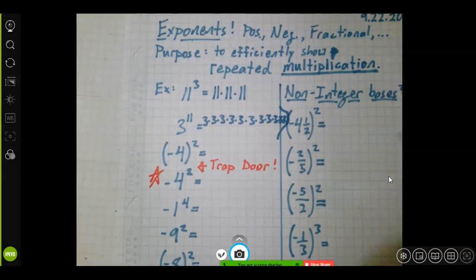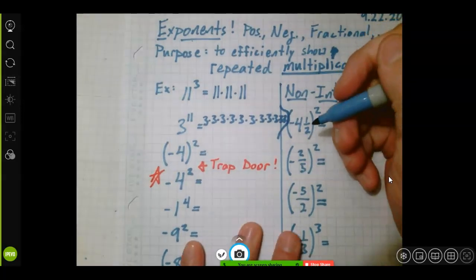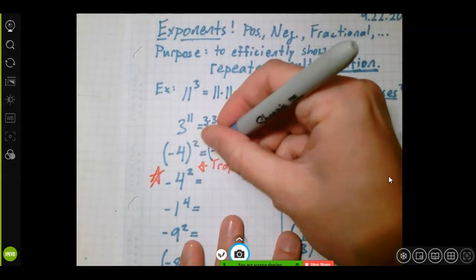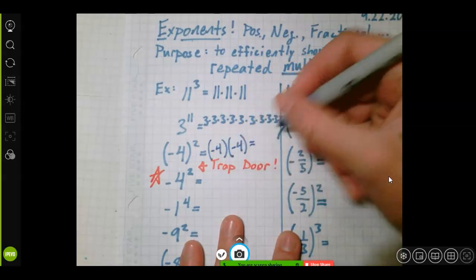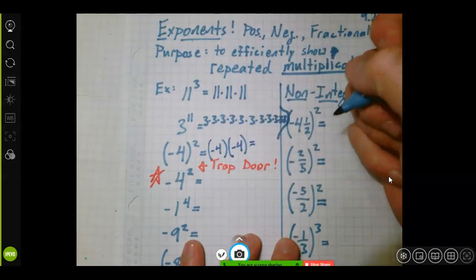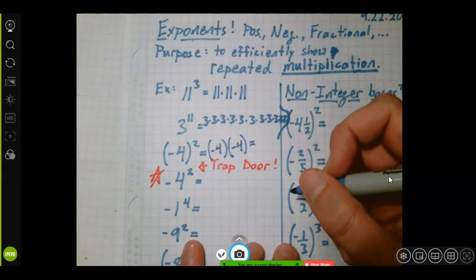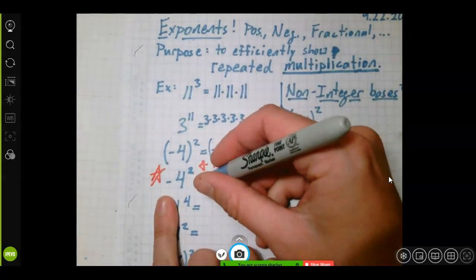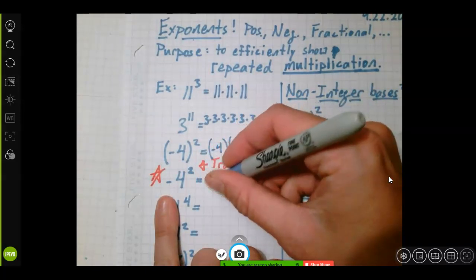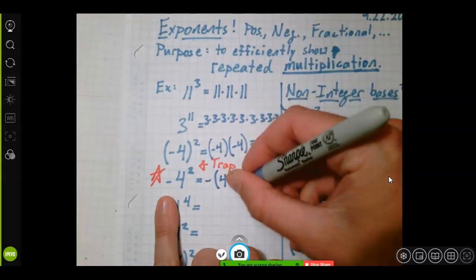So they will be different because the first one, the negative sign is inside the parentheses. So when you multiply negative 4 times negative 4. But with the second one, it will just be negative because there's no parentheses. Yeah, the second one is the opposite of 4 times 4.